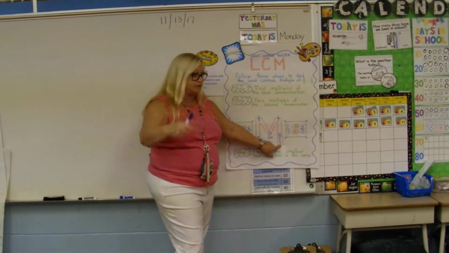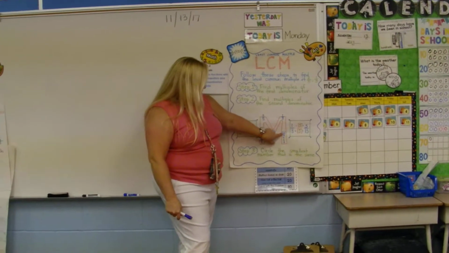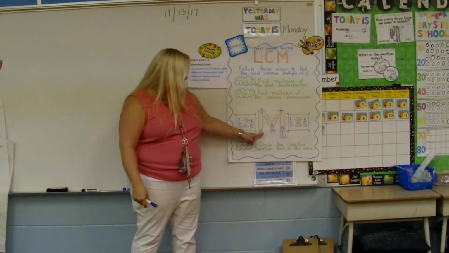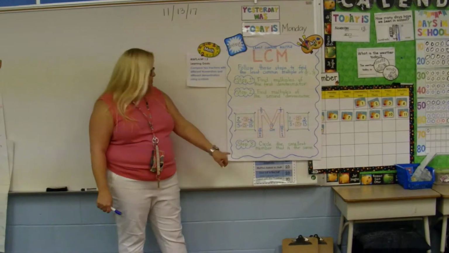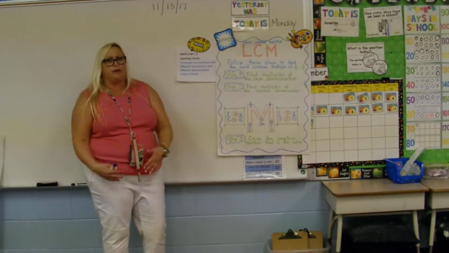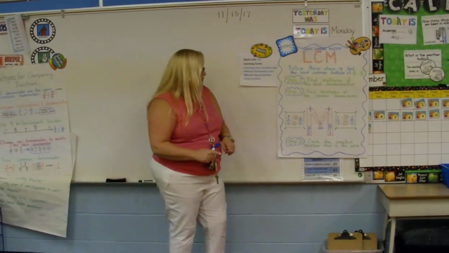That's called multiples of 3. 3, 6, 9, 12, 15. Do we have a common multiple here? Yes. Our common multiple is 15. So you go, okay, Mrs. Taylor, so now what do we do? I'm going to show you, okay?